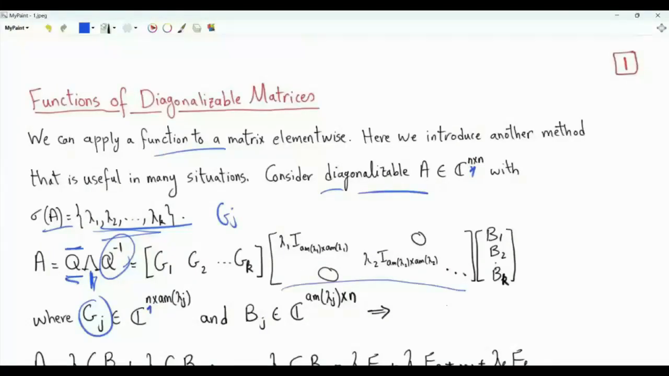This is the diagonal matrix of eigenvalues, big Lambda. Lambda 1 will appear repeated a number of times equal to the algebraic or geometric multiplicity. The same for lambda 2 and so forth. As we did to matrix Q, we also partition matrix Q inverse. So the first AM of lambda 1 rows will be matrix B1. Then the next AM of lambda 2 rows will be the matrix B2, and so on.